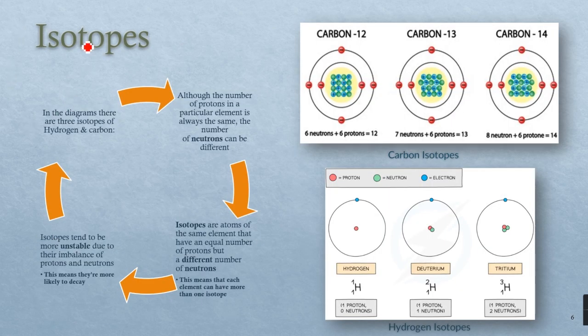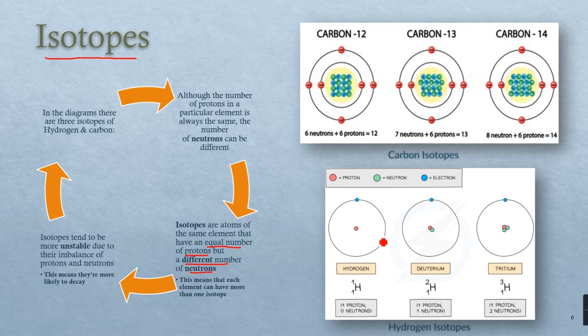And now we need to also discuss what isotopes are. We have here two diagrams representing hydrogen and carbon isotopes. So what are these isotopes? Isotopes are atoms of the same element, and they have an equal number of protons. However, they have a different number of neutrons.